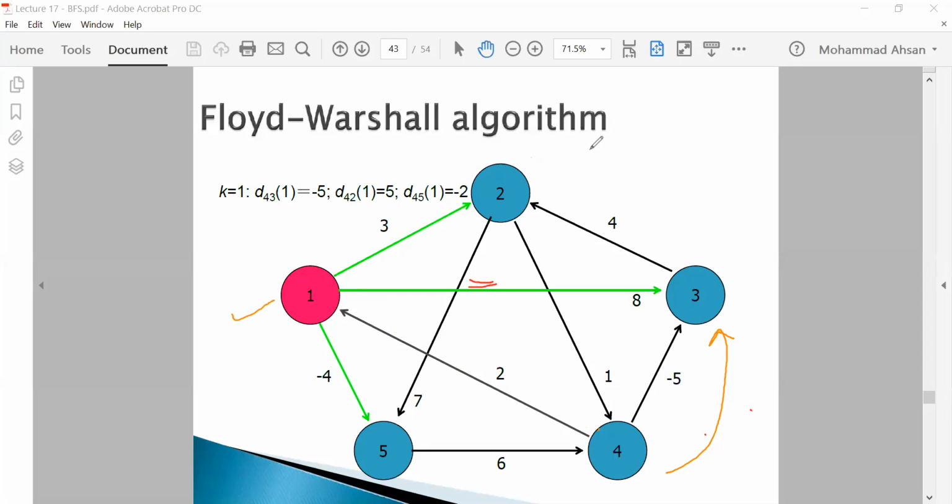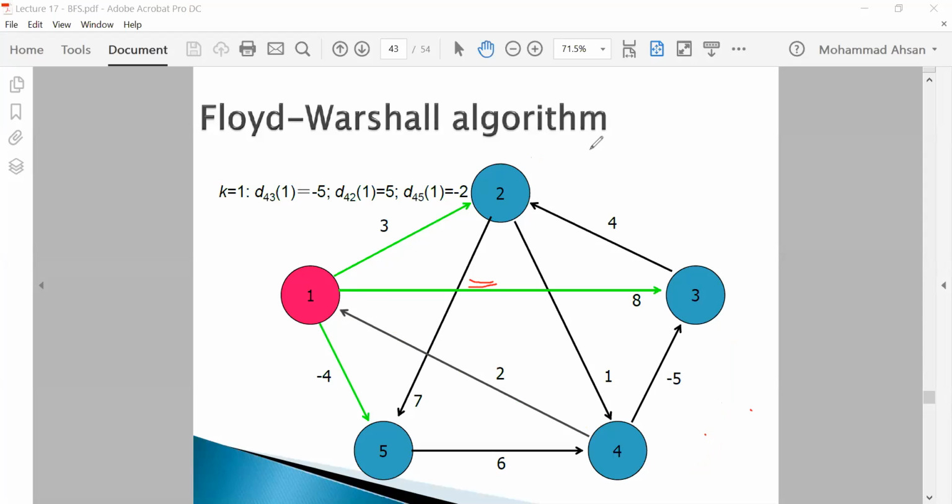Then let's go for the distance between 4 and 5. Again, 4 and 5 does not have a direct edge. So I'll go from 4 to 1 with the intermediate vertex, and from 1 to 5 I have a distance of -2. This is the case when I look at the graph.